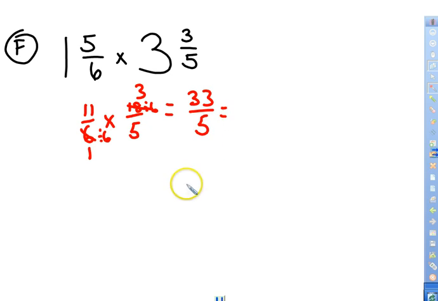Reduce that to simplest form as a mixed number. How many 5s go into 33 would be 6 to give me 30, and 30 from 33 is 3, and 5 stays the same, so 6 3/5.